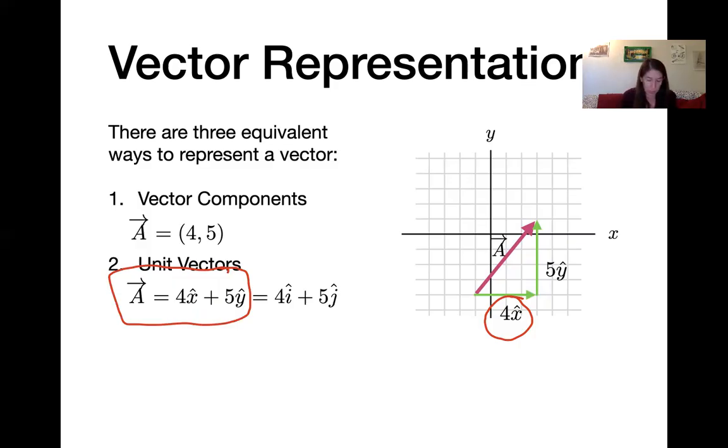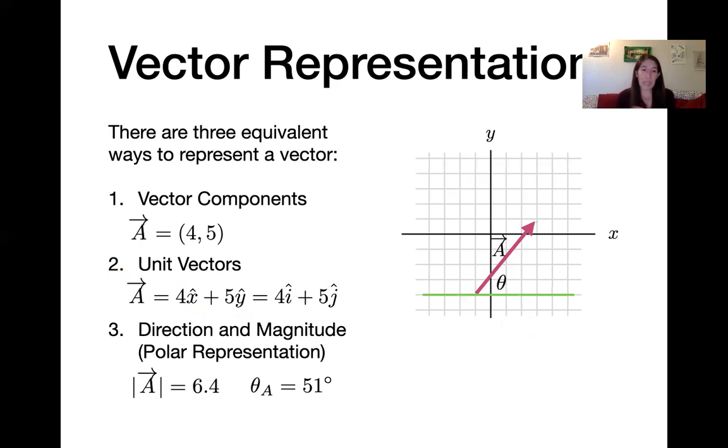Then I also mentioned, again simply a notational thing, that often people will say i hat instead of x hat and j hat instead of y hat. So you just have to remember i hat, j hat, k hat are the exact same things as x hat, y hat, and z hat in this class.